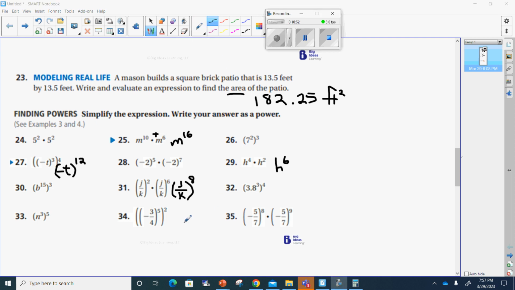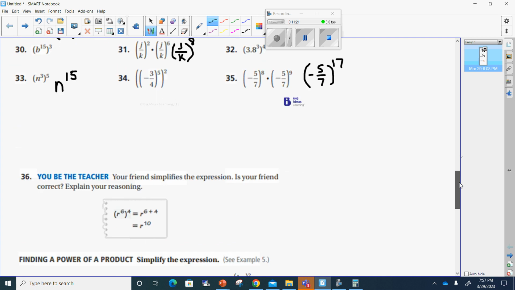All right, number 33 is next. Again, if I have a power to a power, I multiply them together, so this should be n to the 15th power. And number 35, I see that I have negative 5 over 7 as the base. Since I'm multiplying it, I can put negative 5 over 7, and then put that to the, well, that'd be 17th power. All right, let's move on.